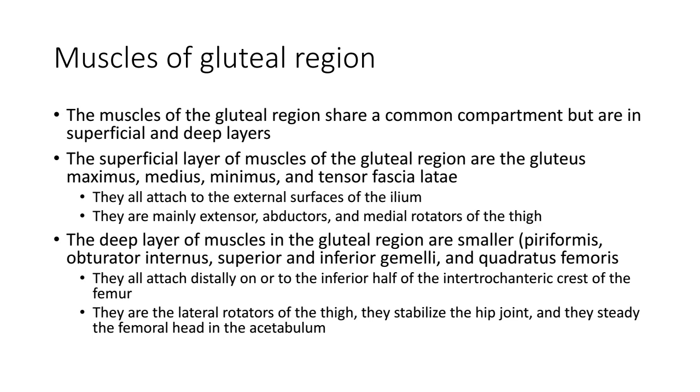The deep layer of the muscles in the gluteal region are smaller, like the piriformis, the obturator internus, the superior and inferior gemelli, and the quadratus femoris. They all attach distally to the inferior half of the intertrochanteric crest of the femur. They are lateral rotators of the thigh, they stabilize the hip joint, and they steady the femoral head in the acetabulum.